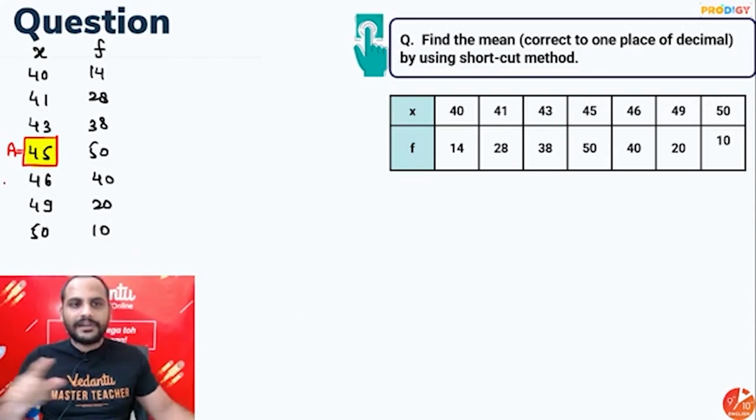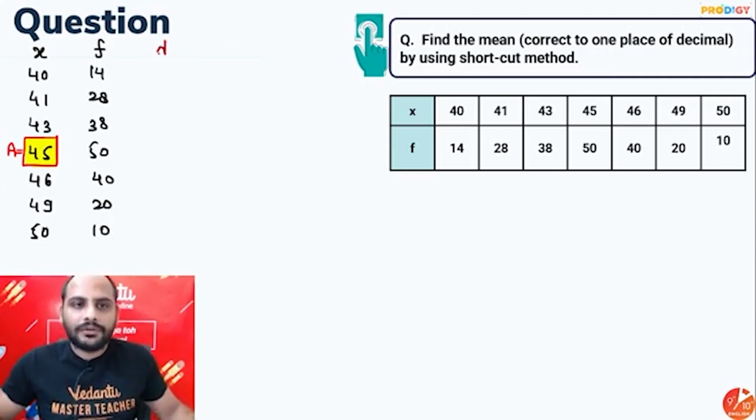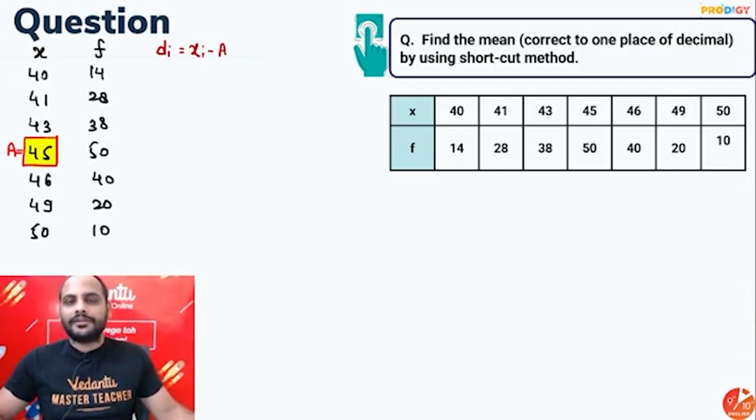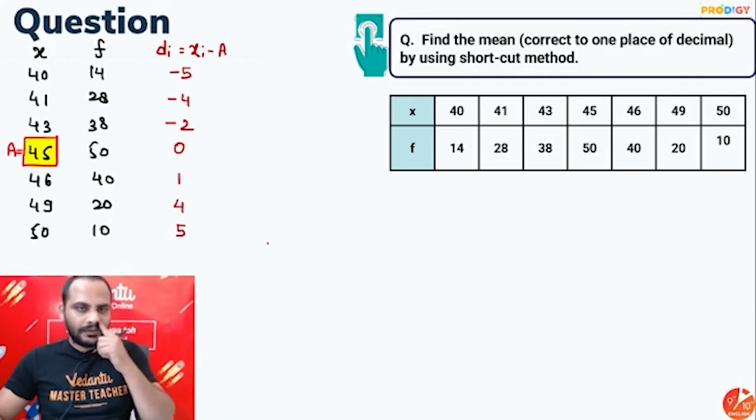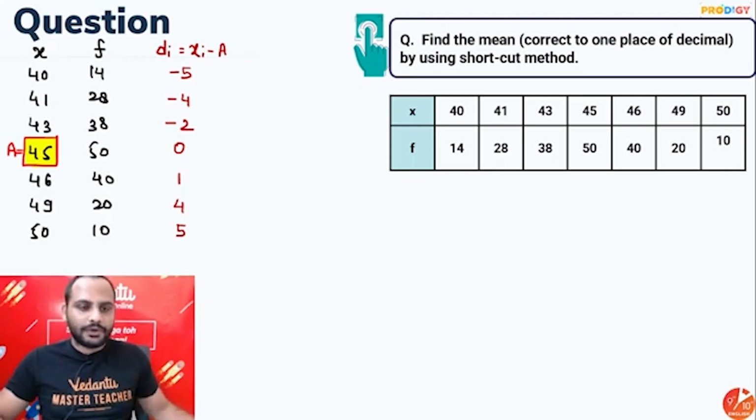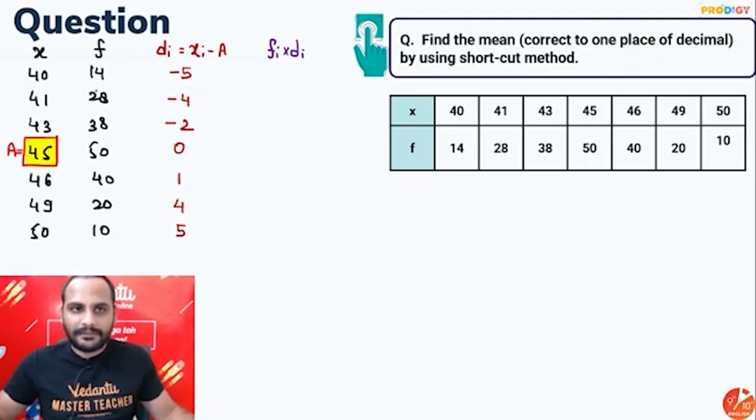Okay. Now since that is my A, I will find out the value of D, which is x minus A. From all the values of x, subtract that A. So from 40, if I subtract 45, I'll get minus 5. 41 minus 45 is minus 4, here minus 2, here 0, here 1, here 49 minus 45 is 4, and here 5. So the Di values have decreased. Now what you will do, guys, is find Fi multiplied with Di. Xi value gone, Fi multiplied with Di. So these are my new values of x. I have decreased everything by 45.